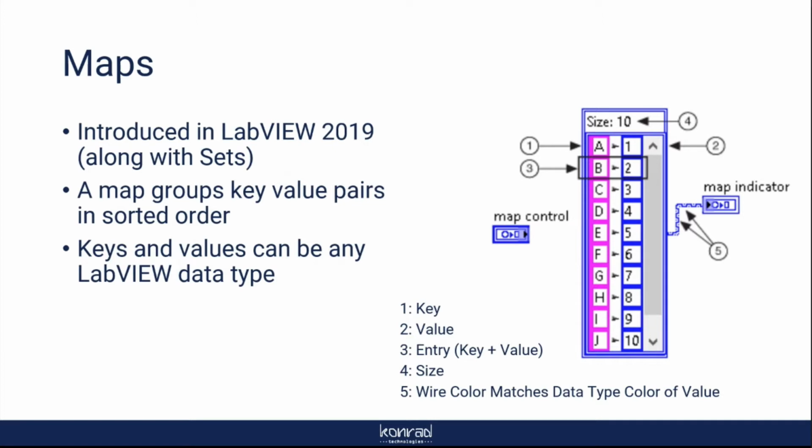A map realistically groups key value pairs together. It's like a lookup table. The keys and values can be any LabVIEW data type. There's a picture over here, directly from LabVIEW Help. It's showing that these are our keys.